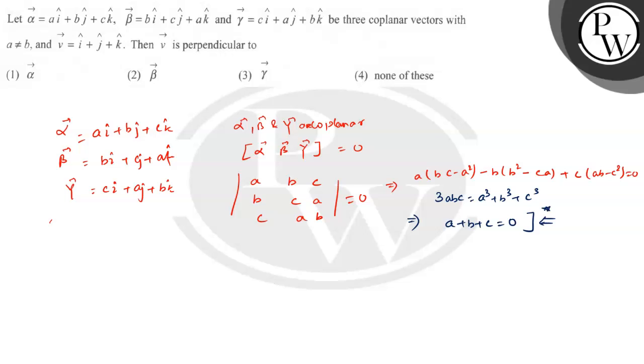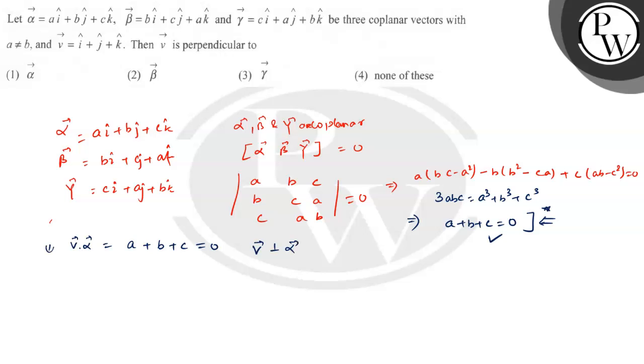Now if v vector is perpendicular to alpha, then v vector dot alpha vector must be 0. So let's check. That is i cap times a i cap, that is a, j cap times b j cap, that is b, and k cap times c k cap, that is c. So here we have a plus b plus c, that is equal to 0, we have already concluded. So that means v vector is perpendicular to alpha vector.